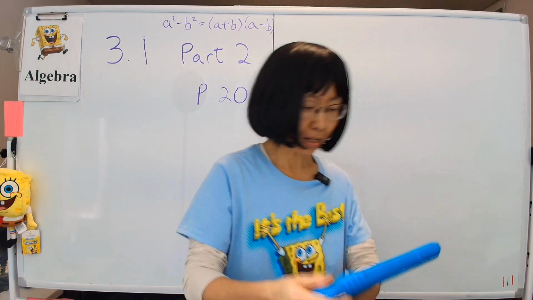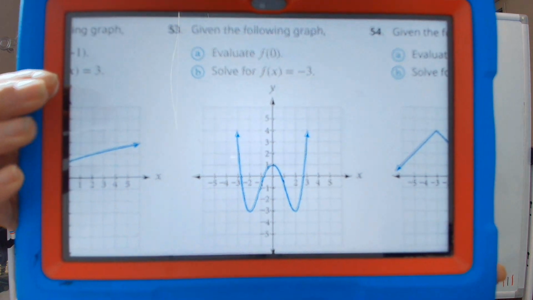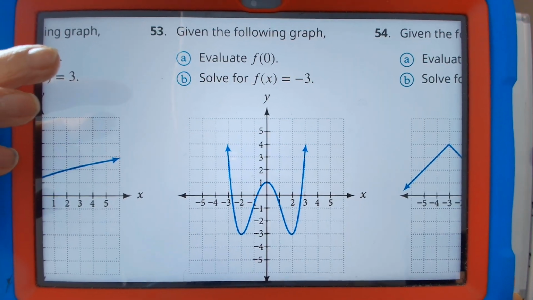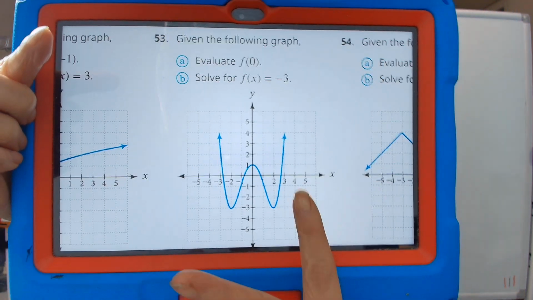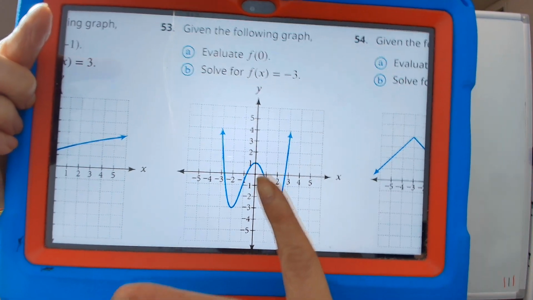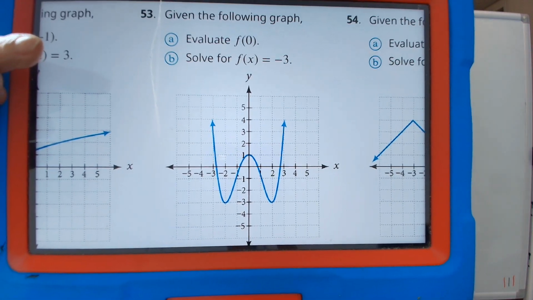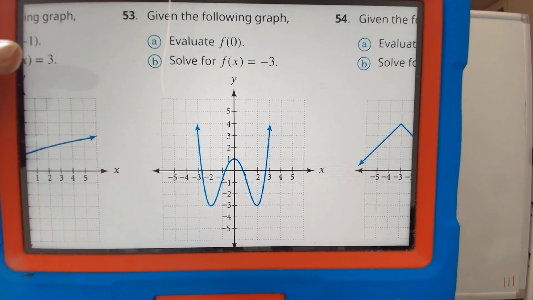Next, I want to talk about problem 53. In 53, we only have the function on the graph, which is fine. Now, we are supposed to calculate what f of 0 is. So look down at 0. When x's value is 0, what's the y value? X is 0, you look up, and y is 1, right in the middle there. So the answer for part A should be 1. Yep, I look at the answer, it is correct.